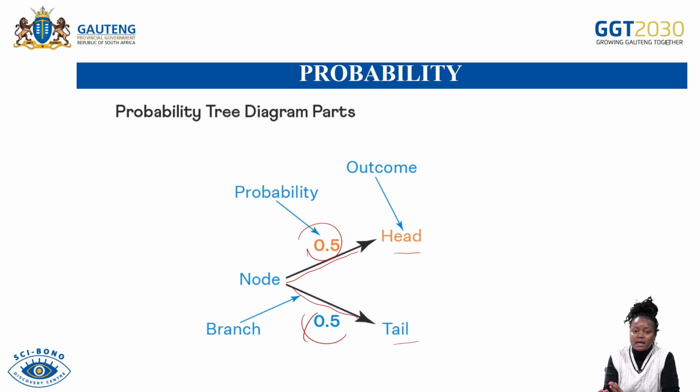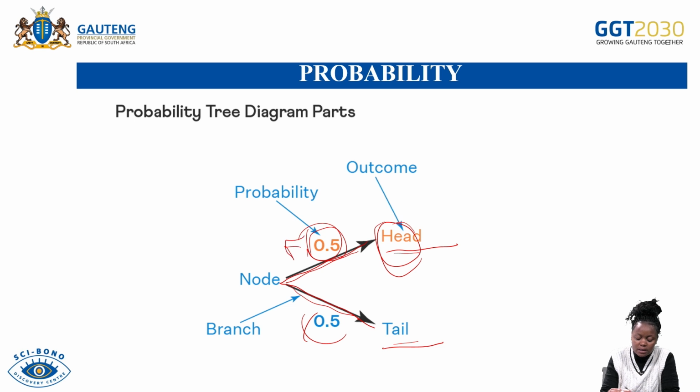So let's look at an example whereby a coin is being tossed. If a coin is tossed, you know that you'll have only two possible outcomes, right? You can either get the head or you can get the tail. And what is the probability of getting a head when we are tossing a coin? It is going to be 0.5.